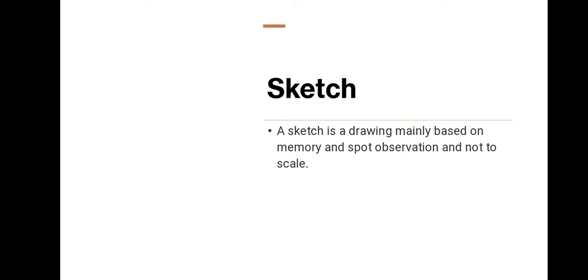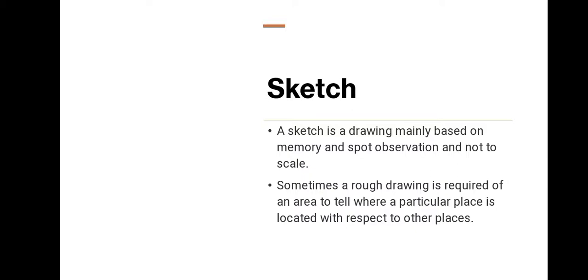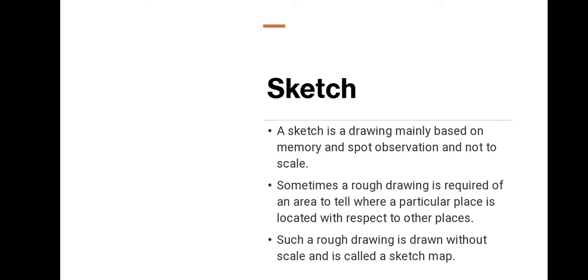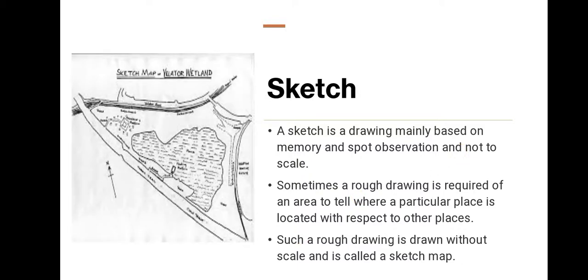Now, what is a sketch? A sketch is a drawing mainly based on memory and spot observation and not to scale. Sometimes a rough drawing is required of an area to tell where a particular place is located with respect to other places. Such a rough drawing is drawn without skill and is called a sketch map. Here you can see a sketch map.